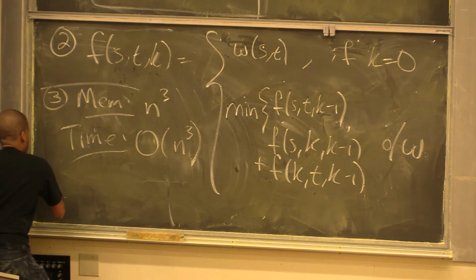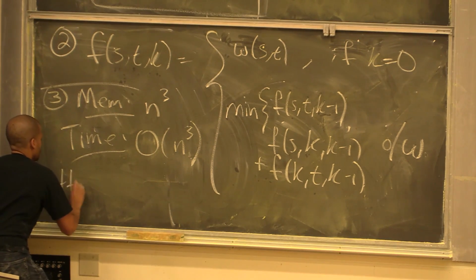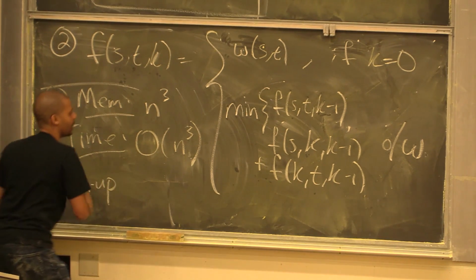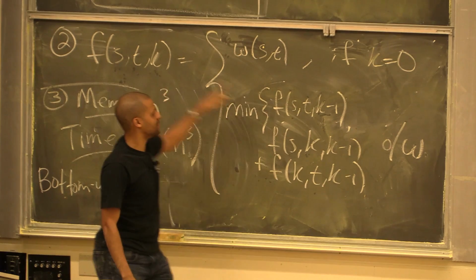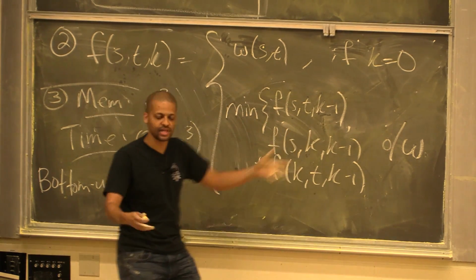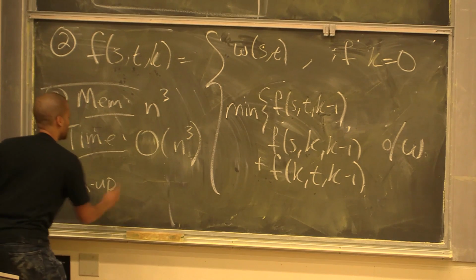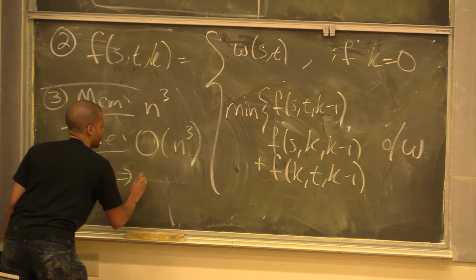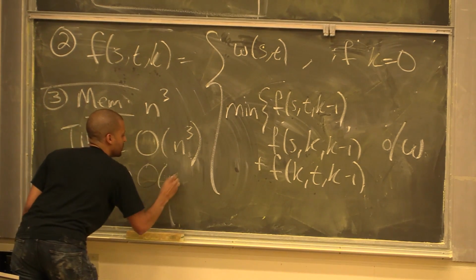And if I do bottom up, notice that the answers for K only depend on K minus 1. So again, I only need to keep track of the previous and the current K. So I can cut down the memory by a factor of N and get O of N squared memory.